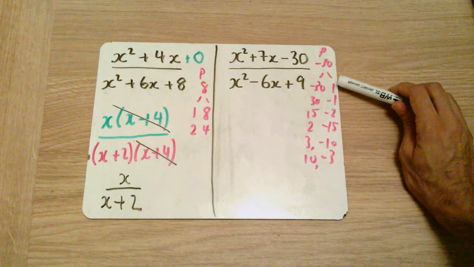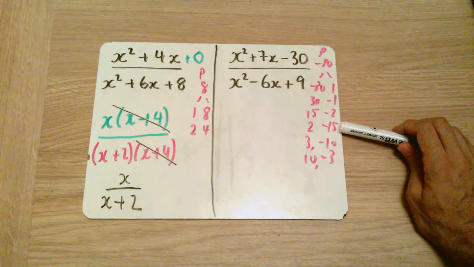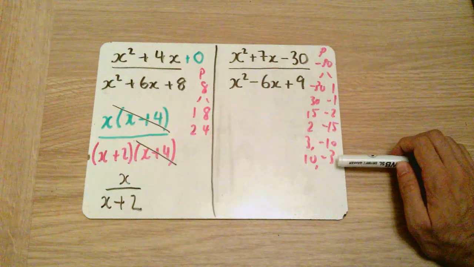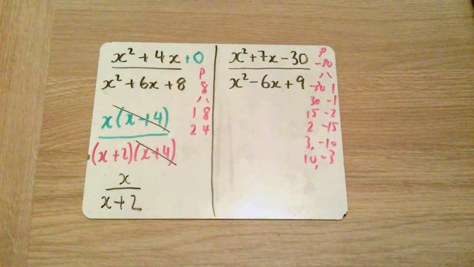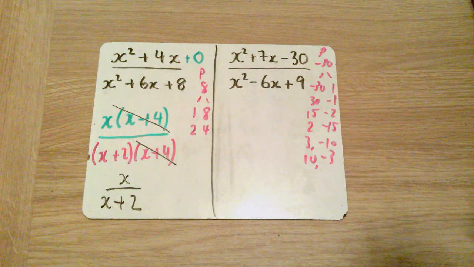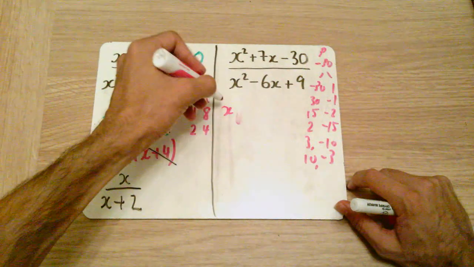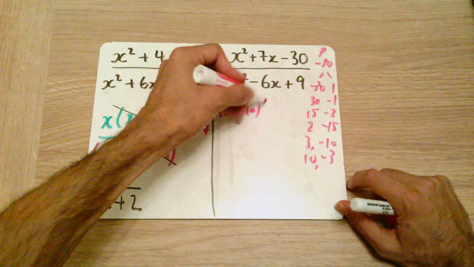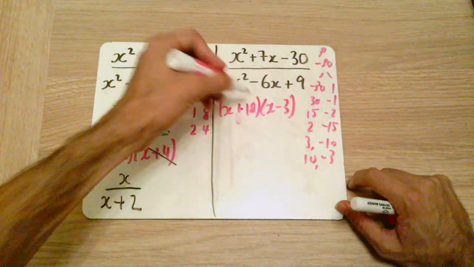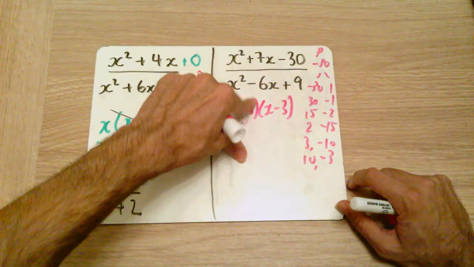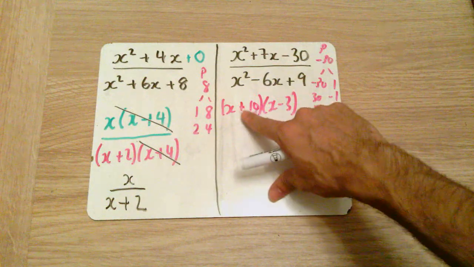Minus 30 and 1 makes minus 29. 30 and minus 1 makes 29. 15 and minus 2 is 13. This is minus 13. This is minus 7. And this is plus 7. So our combination is going to be x plus 10 and x minus 3. That is our first combination. I haven't done the long-winded method, just trying to do it quickly because our focus today is about simplifying quadratics.